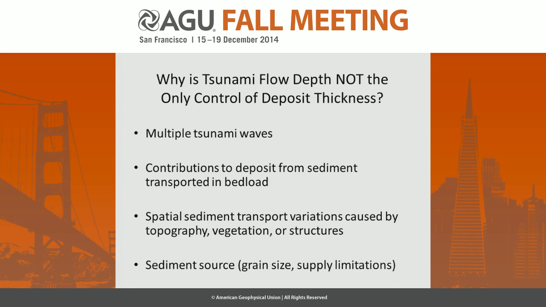So, of course, tsunamis often consist of multiple waves, and each wave is capable of eroding or depositing sediment, and also each wave could have a different flow depth. Contributions to deposits from sediment transported in bedload will increase deposit thickness with all else being equal. Spatial sediment transport variations caused by topography or vegetation or structures can cause erosion or deposition to occur in specific areas. And differences in sediment source, like variations in grain size or limitations on sediment supply, can also affect deposit thickness.